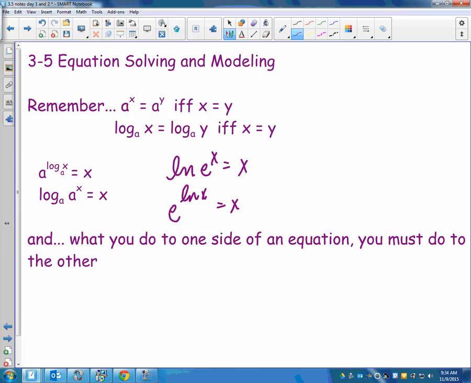And just with any equation, remember, whatever you do to one side of the equation, you have to do to the other. So we've been doing that for years, so when we're talking about logarithms, we get to do some new stuff, like ln both sides, or e both sides.